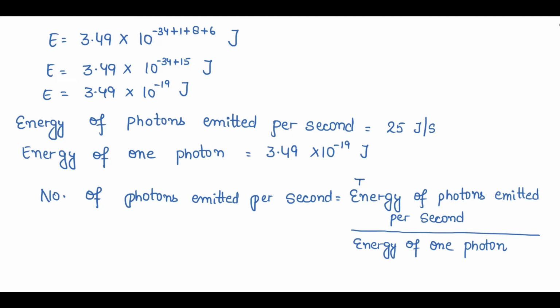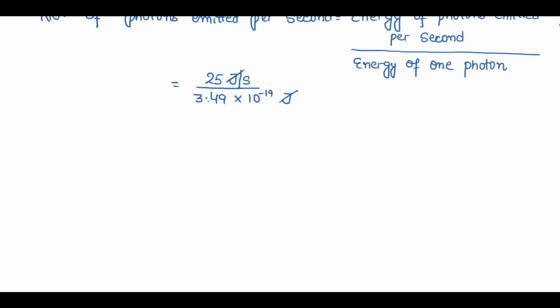So you can write total energy over here, right? Total energy of photons emitted per second, right? So total energy of photons emitted per second, it is 25 joule per second divided by energy of one photon, that is 3.49 into 10 raised to power minus 19 joule. I'll cancel this joule with this. So when you'll divide 25 with 3.49, the answer should be 7.17. This 10 raised to power minus 19, when I'll take this value in numerator, it will be 10 raised to power 19 photons are emitted per second, right?